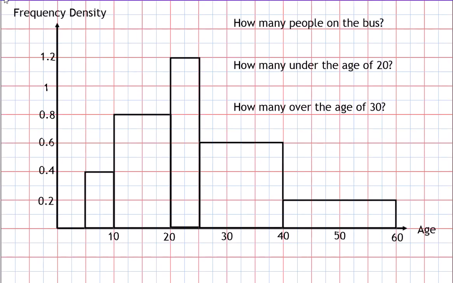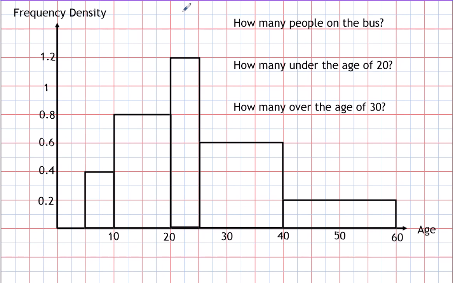Okay, let's have a look at another one then. So this is the age of people on a bus. It goes from 0 up to 60. And then because I'm maybe not expecting so many pensioners on the bus, look, I've grouped everybody from 40 to 60 into one group. Whereas in some of the younger ages, they're very thin groups and there's a lot of people in them. And I can tell there's a lot of people because the bar is very tall.